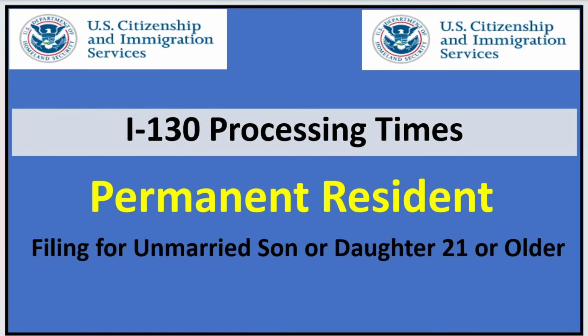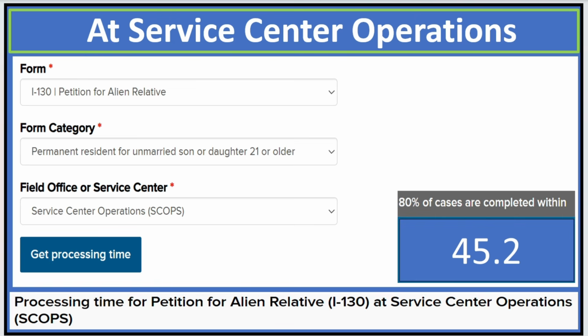Same way for a permanent resident filing for a married son or daughter 21 or older. Processing time is 45.2. For a permanent resident filing for an unmarried son or daughter 21 or older, as you can see, the processing time went up a lot. So we hope next month will be better, but as you can see, the processing time went up for immediate relatives and non-immediate relatives. So this is the end of this video.